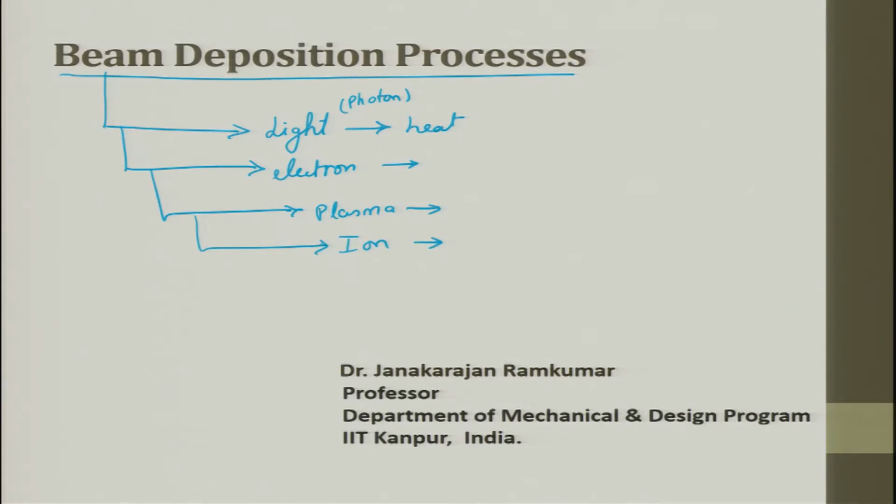You can use any of these sources, and when these sources strike the material or matter, they interact and generate heat. We choose it in such a way that it generates heat rather than transmitting. This heat will be used for sintering or melting, and you try to get the required output. So, this is what will be covered in a nutshell in this lecture.